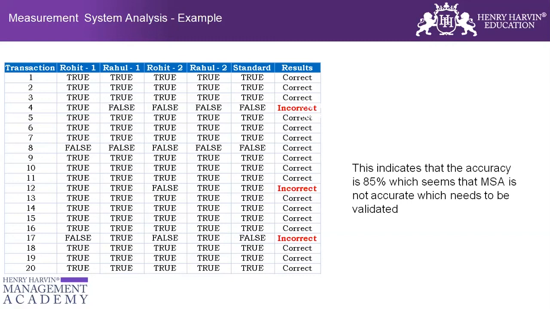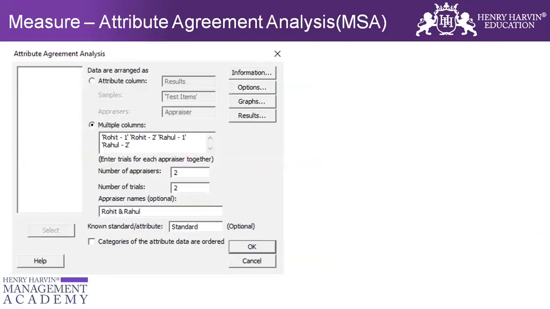So that's what a measurement system analysis for discrete data is, which is called attribute agreement analysis. We have covered this, and this is how we have already done it. This is a snapshot of what we have done. So 90% is the acceptance criteria.